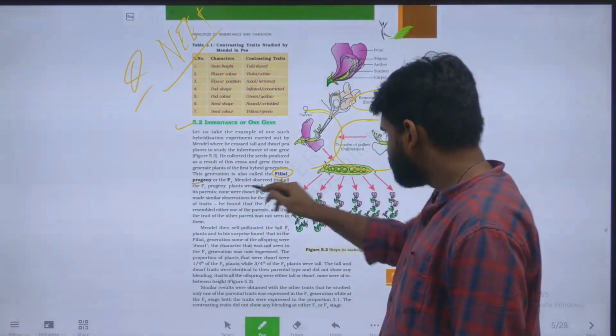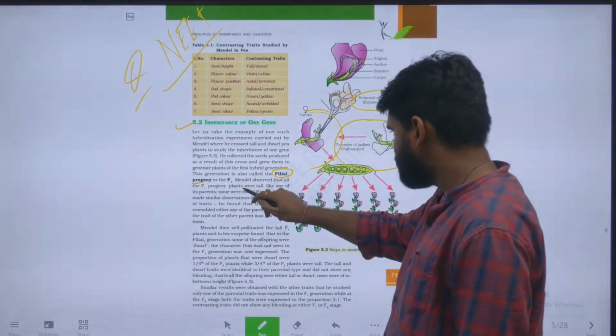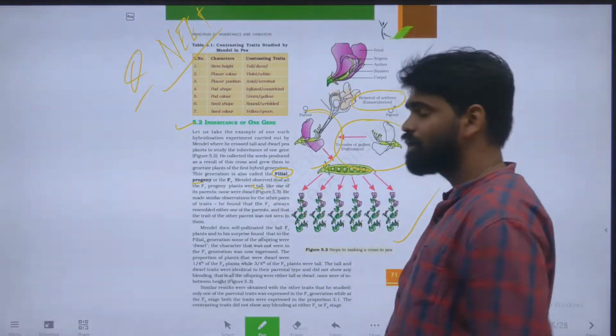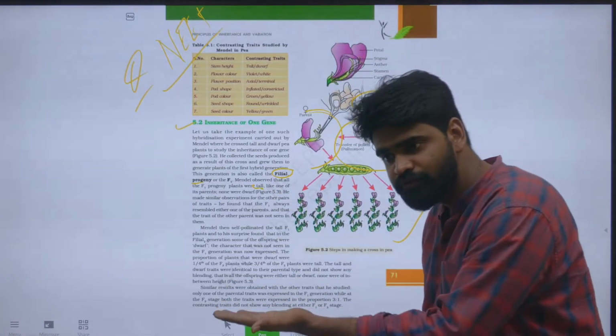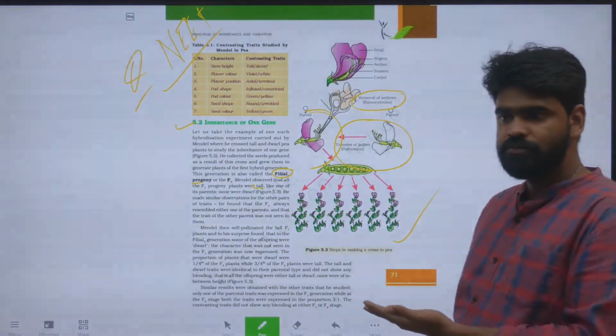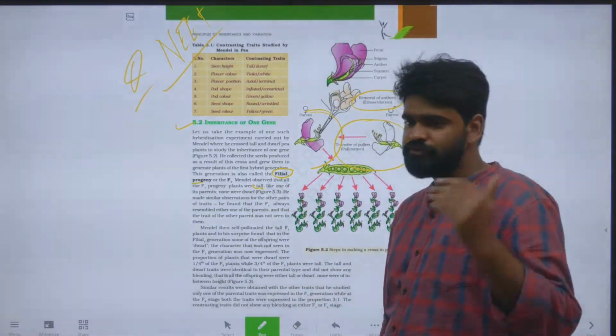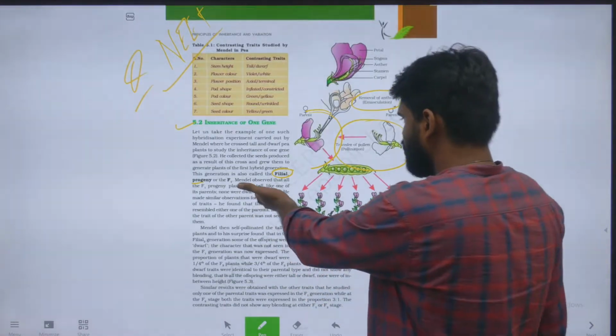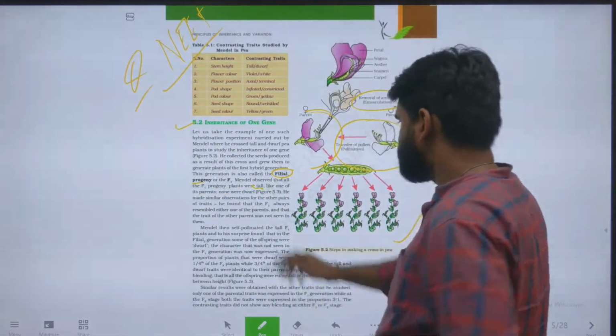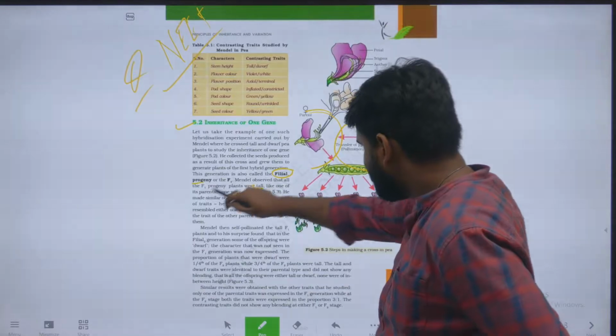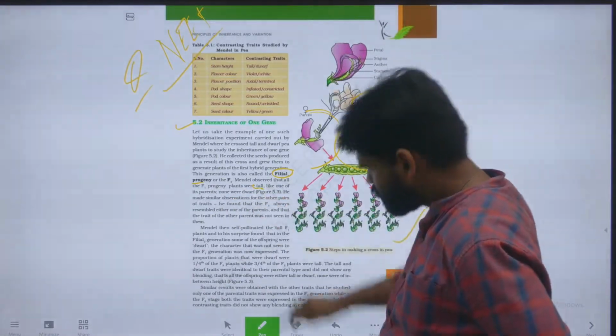Mendel observed that all the F1 progeny plants were tall. And I told you, from here what did he get? The law of dominance. That the dominant character is going to express itself in the F1 generation. Yes? Like one of its parents, none were dwarf. He made a similar observation.